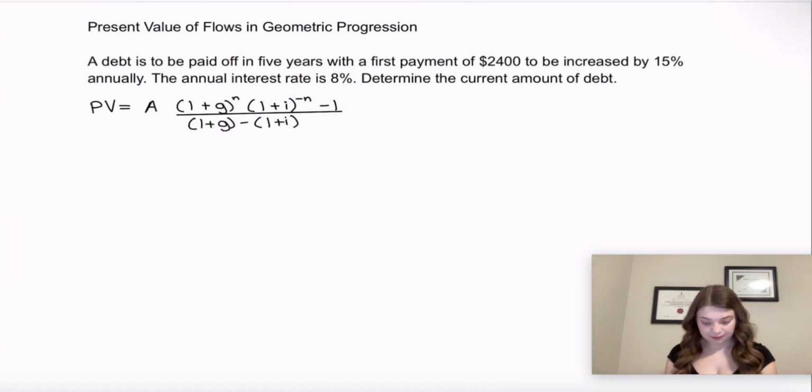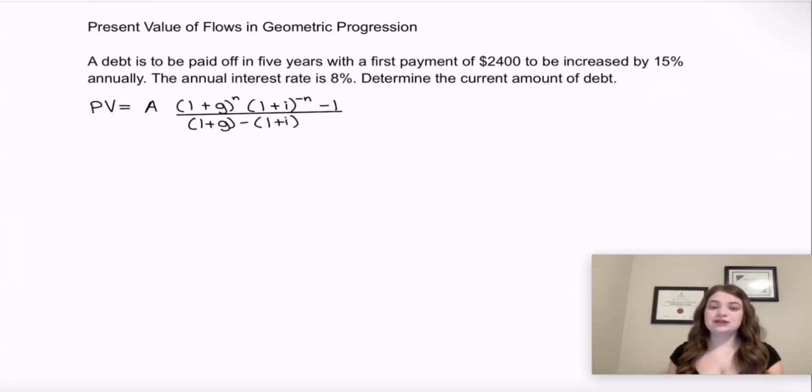So here's an example. A debt is to be paid off in 5 years with the first payment of $2,400 to be increased by 15% annually. The annual interest rate is 8%. Determine the current amount of debt. Okay, so therefore, what we're trying to find is the present value. We're not trying to find some amount of debt we'll have in the future or when the debt will be paid off or things like that.